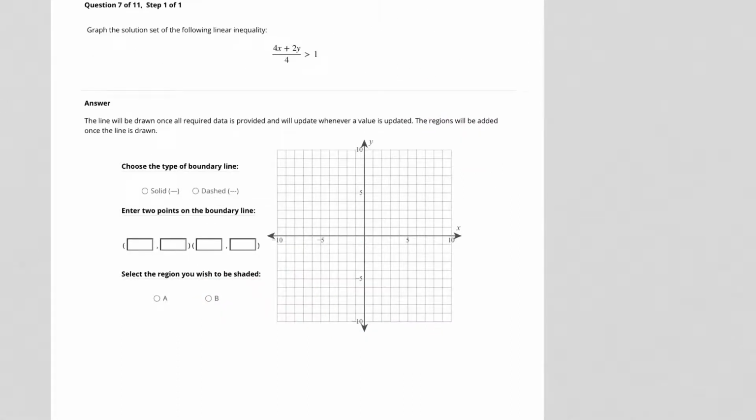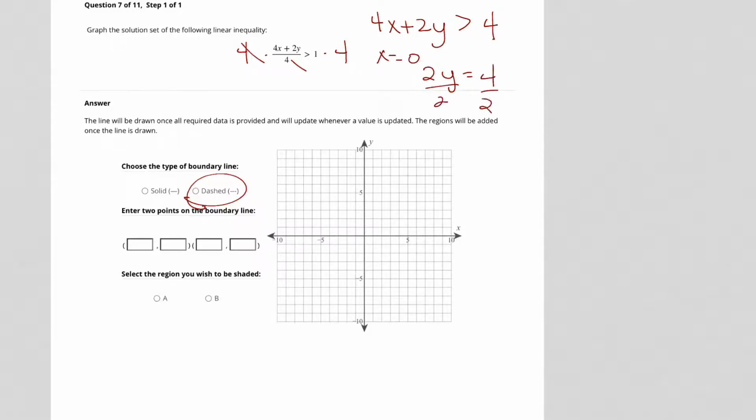This problem, we have 4x plus 2y all over 4 greater than 1. I'm going to start by multiplying both sides times 4, so I don't have that fraction anymore. That's going to leave me 4x plus 2y greater than 4. Since it's strictly greater than, I have a dashed line. When I try x equals 0, I have 2y equal 4. Dividing by 2, y gives me 2. So one of my points is 0, 2.